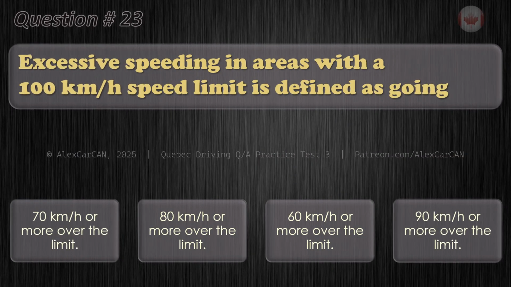Question number 23. Excessive speeding in areas with a 100 km per hour speed limit is defined as going 70 km per hour or more over the limit, 80 km per hour or more over the limit, 60 km per hour or more over the limit, 90 km per hour or more over the limit. The correct answer is 60 km per hour or more over the limit.